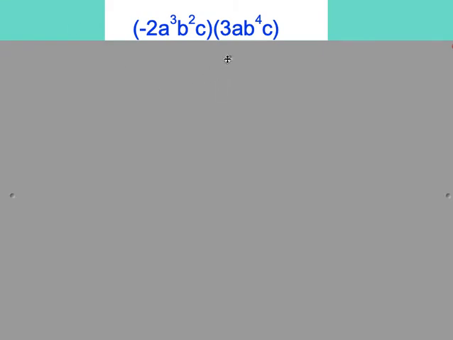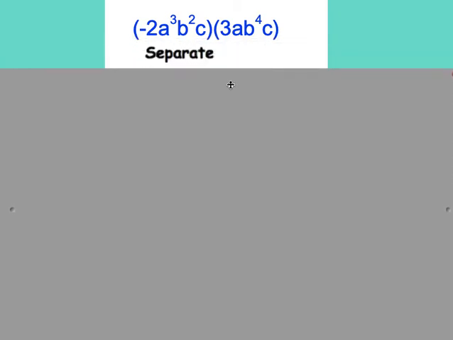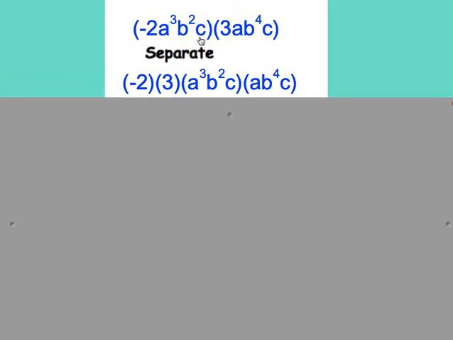Okay, let's try another one, going over to the next page, which is page number 7. Here is another one where we're just multiplying. So remember to multiply, you multiply the numbers and you add the exponents. So first I'm going to separate them. I'm going to take the negative 2 and the 3 apart, which leaves me with my variables and my variables.